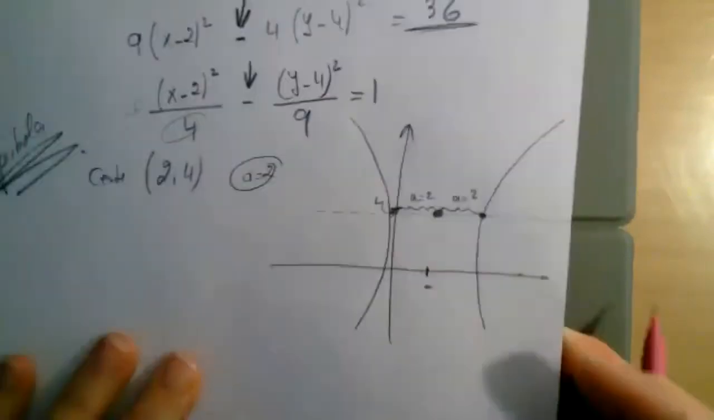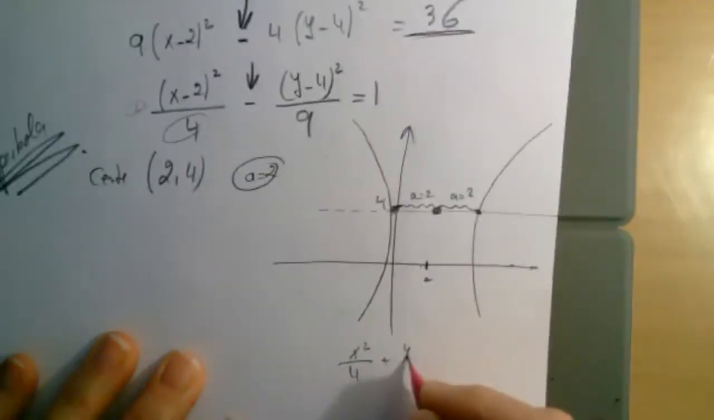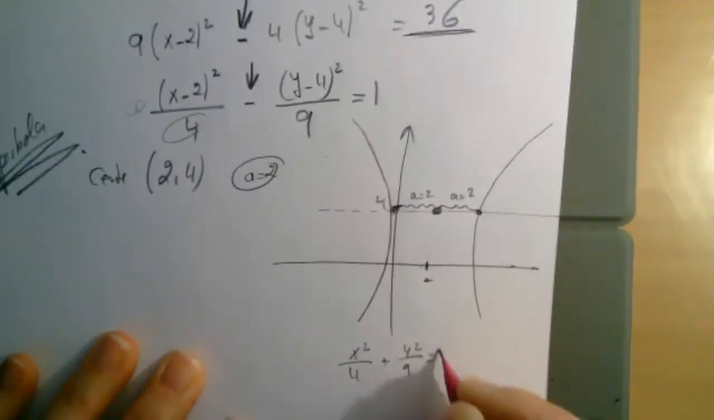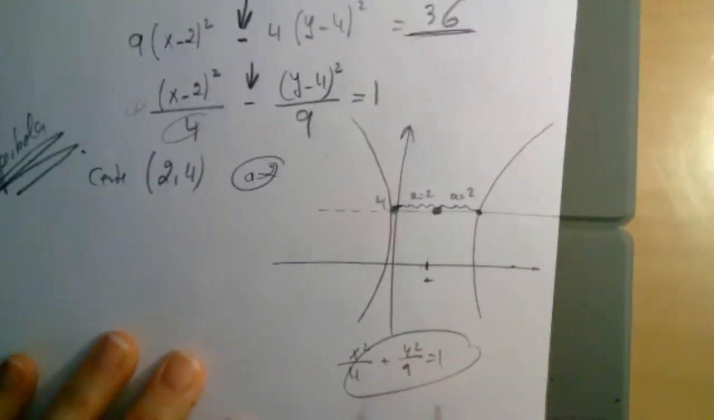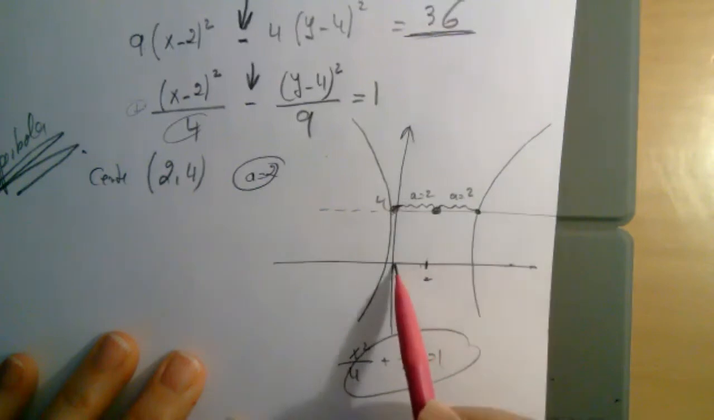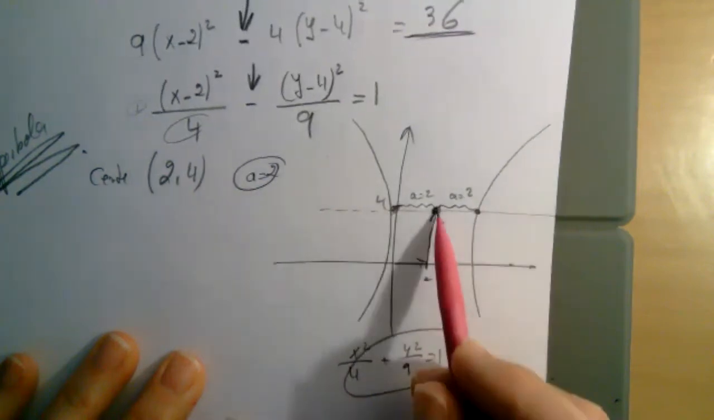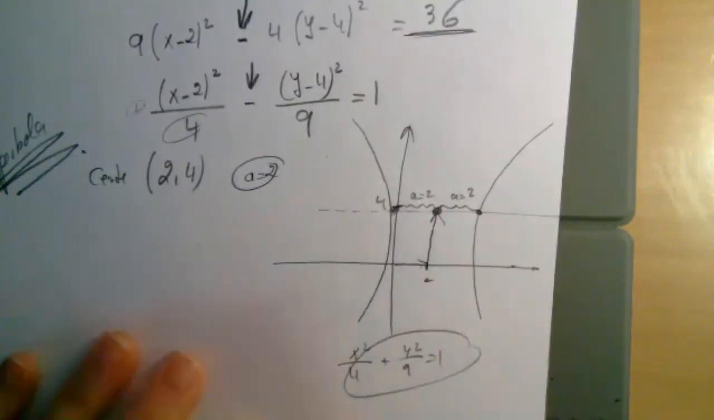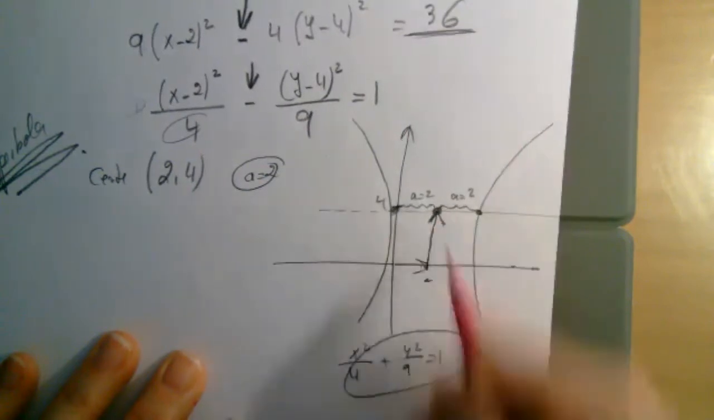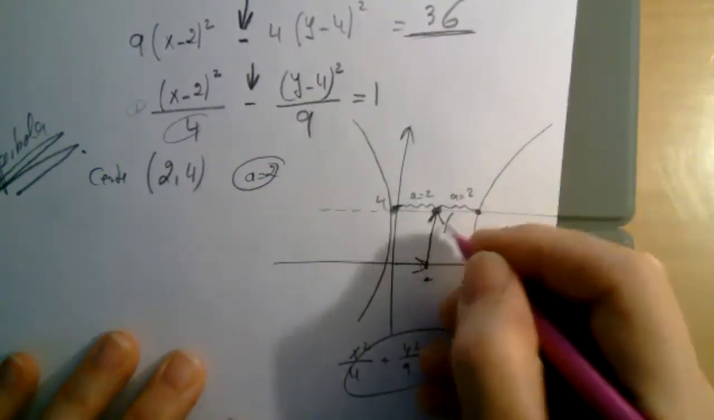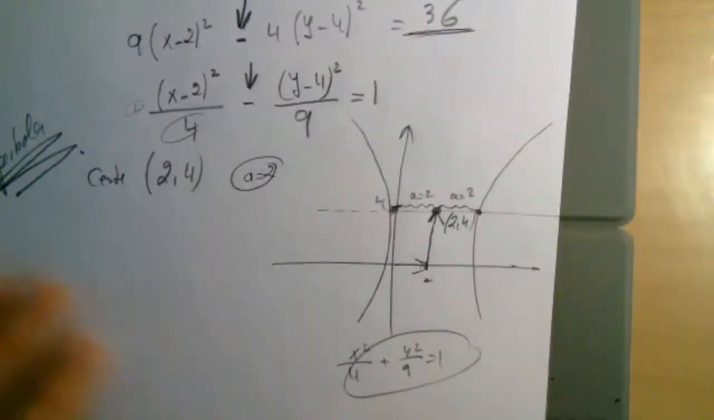Because this hyperbola is nothing more than the following hyperbola shifted. So it's the hyperbola x squared over 4 plus y squared over 9 shifted. So it's going to be shifted 2 units to the right and 4 units up. So the center now is right there. So it's really a shifted hyperbola, 2 to the right and 4 up. And that's how the center is going to become the 2 and the 4. So that's why it's a shifted hyperbola.